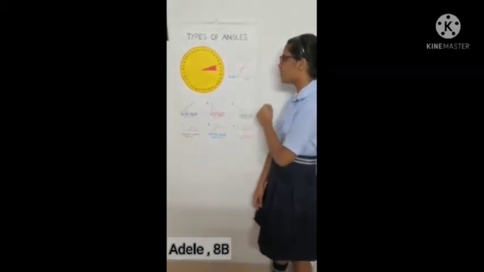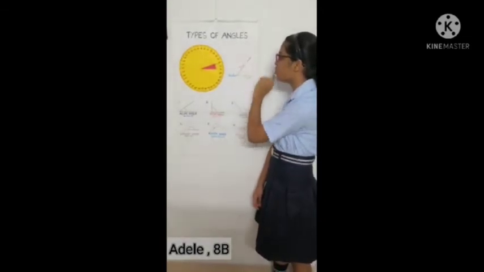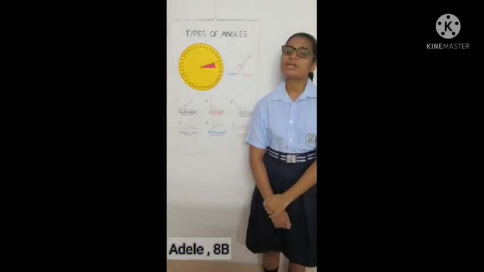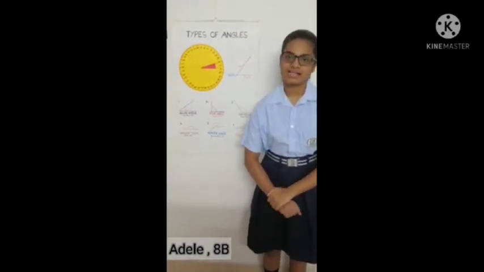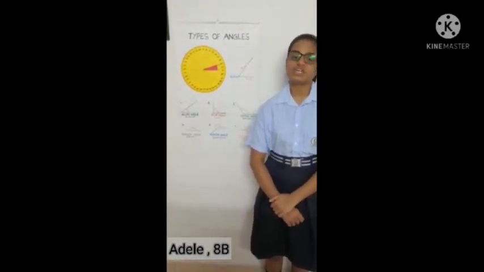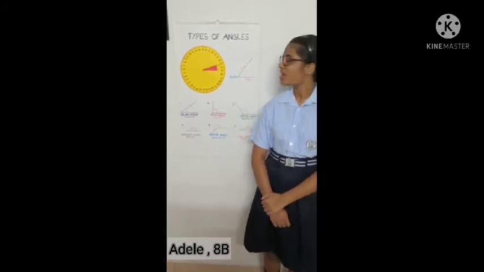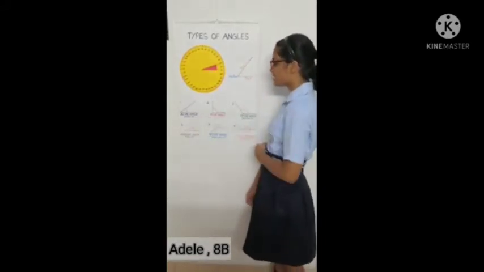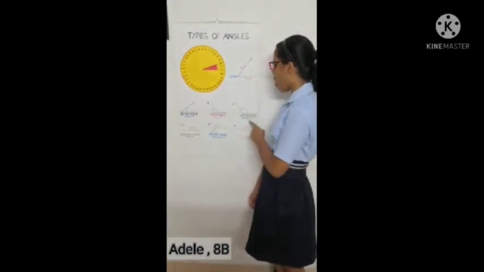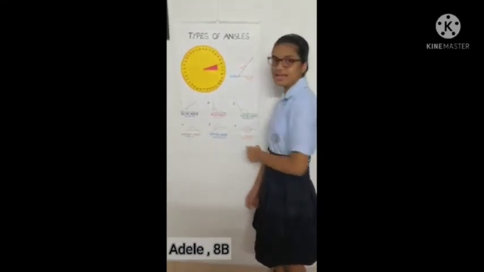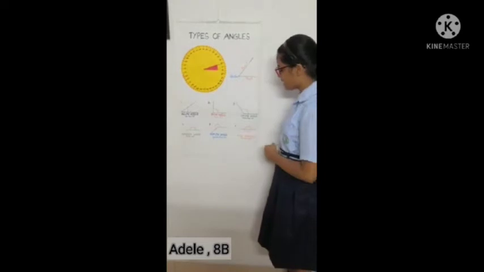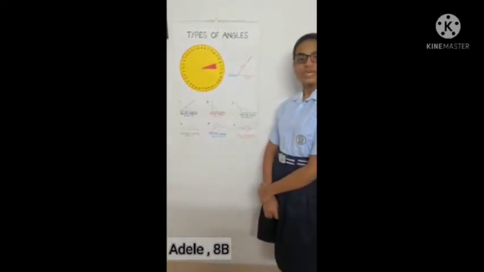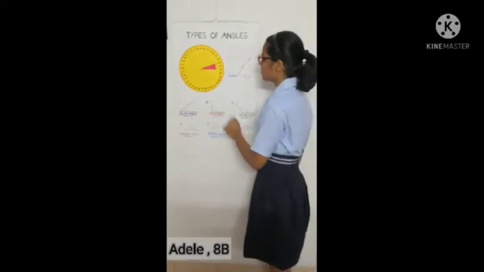As you can see in the figure, this is ray 1 and ray 2, sharing a common endpoint called the vertex. Angles are measured in degrees using a protractor, which is the measure of rotation. There are 6 types of angles, and they are acute angle, right angle, obtuse angle, straight angle, reflex angle, and full rotation. With the help of this working model, we can see the acute angle.